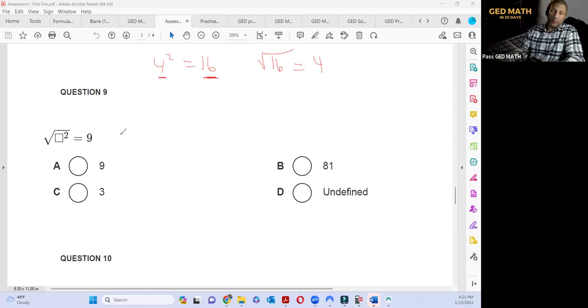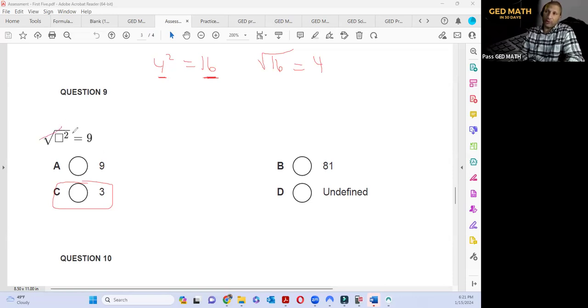Now, this is not a tricky question. Most people get this wrong. They automatically answer 3, because they say, oh, 3 squared is 9. What you should see is the square root of what number squared is equal to 9. It's the easiest question on the test. If you get this question, you should be laughing all the way to the bank.